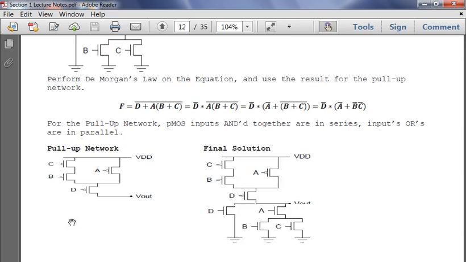All right, so there are two different methods. You can either not do De Morgan's and just flip it around and put them in parallel, or you can use De Morgan's and just follow the map. Yeah. So it's whichever way you feel more comfortable with. Okay, so that's what it was talking about.